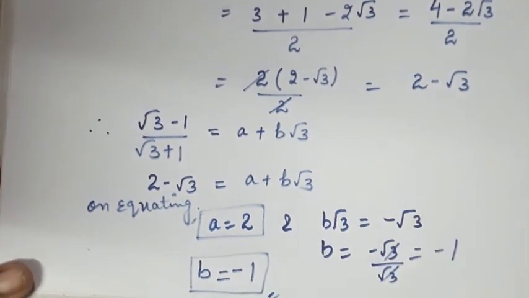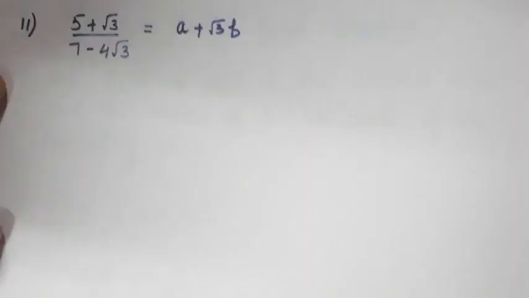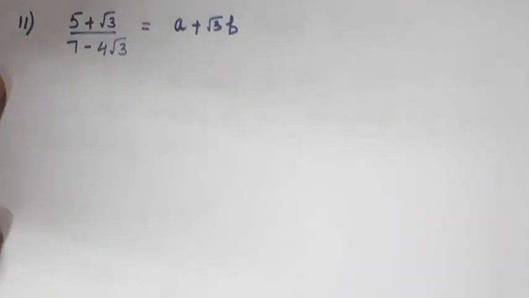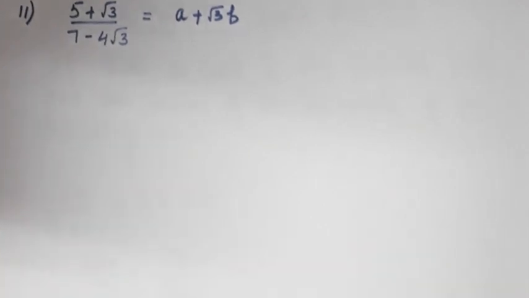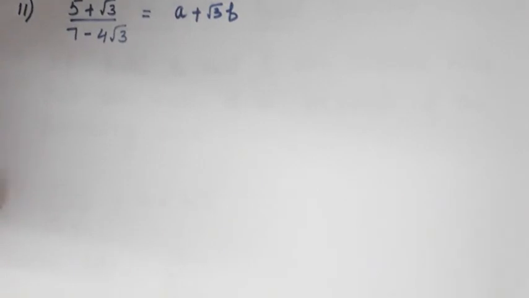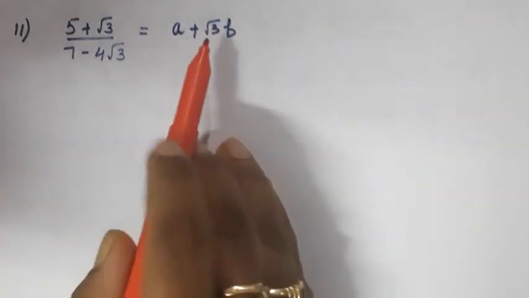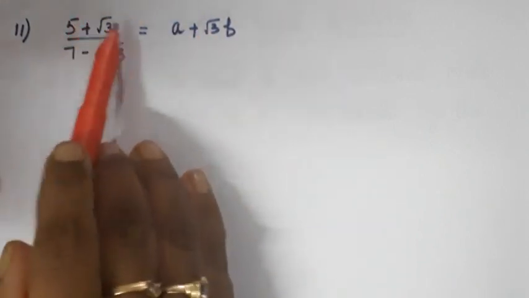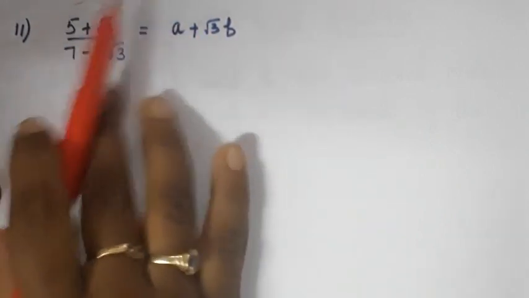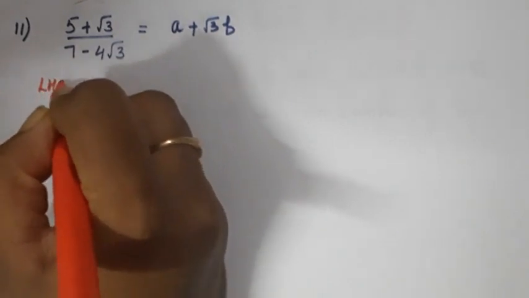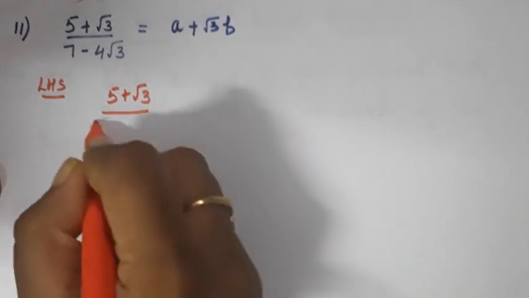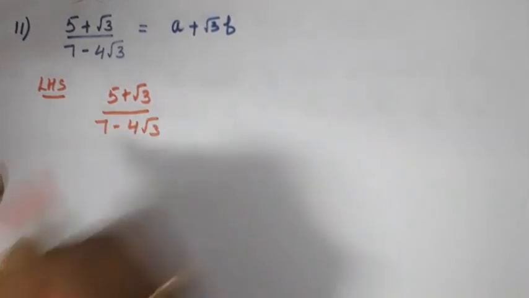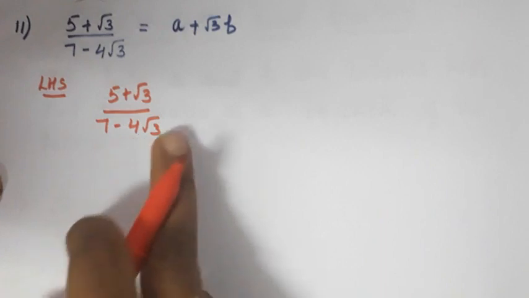Okay, to make you more clear, let's take another example. Here the second question I have taken is of the same type. Again we need to solve it in the same manner. So we need to find a and b, same. First of all, we will take the left hand side, that is 5 plus root 3 upon 7 minus 4 root 3. Now we need to rationalize the denominator.